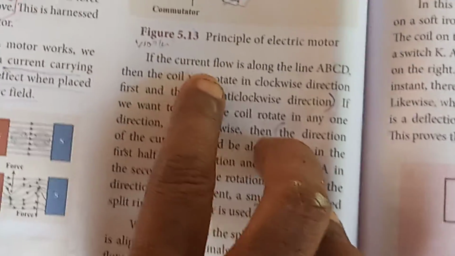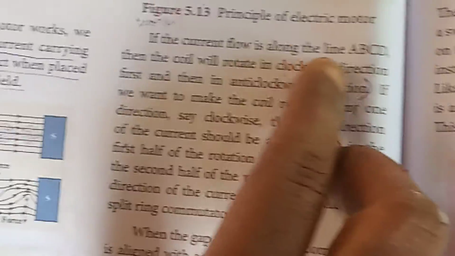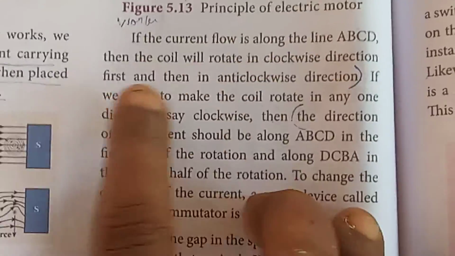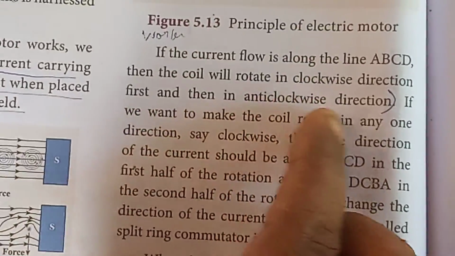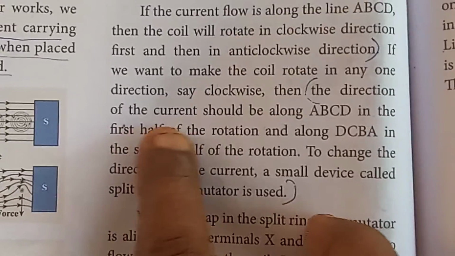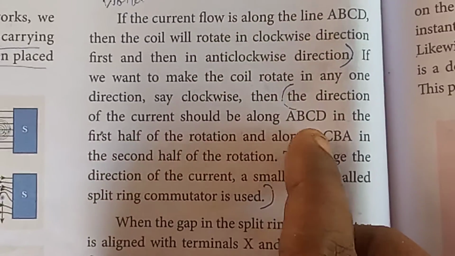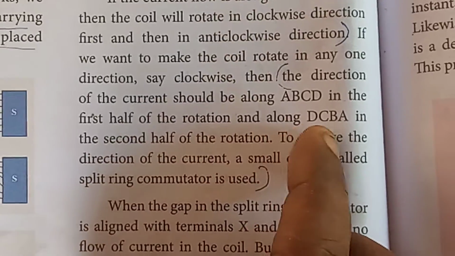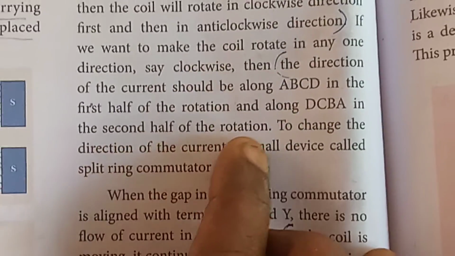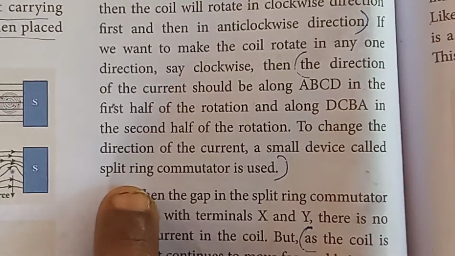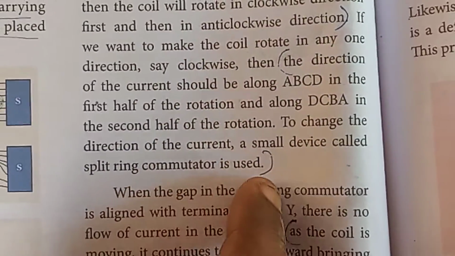Next, working. If the current flows along the line ABCD, then the coil will rotate in the clockwise direction first and then in the anti-clockwise direction. Next, the direction of the current should be along ABCD in the first half of the rotation and along DCBA in the second half of the rotation. To change the direction of current, a small device called the split ring commutator is used.